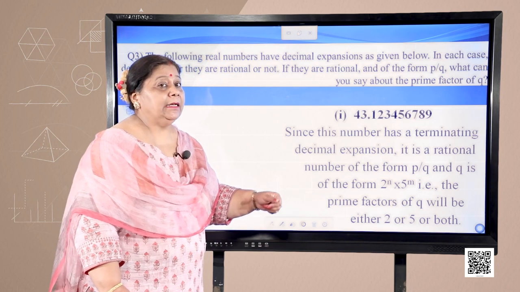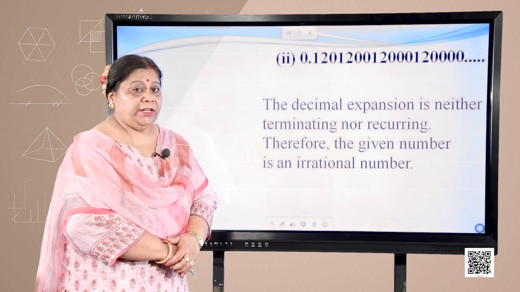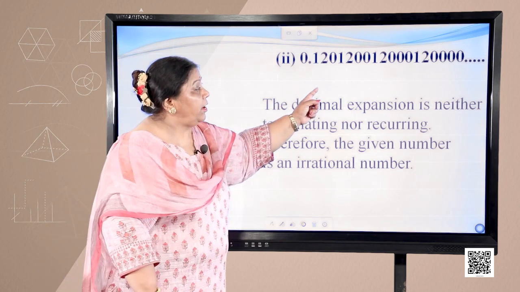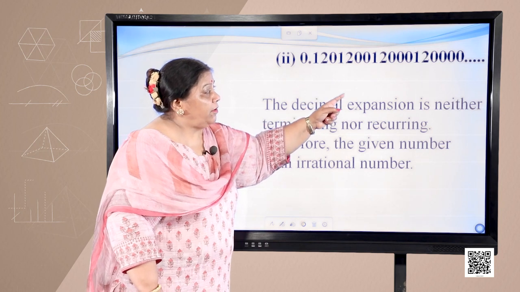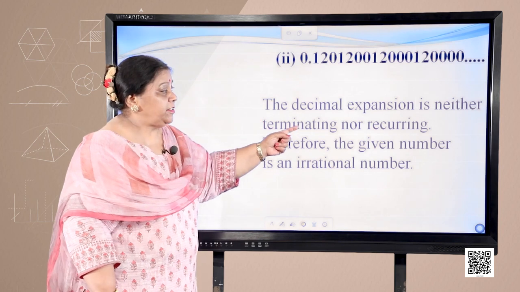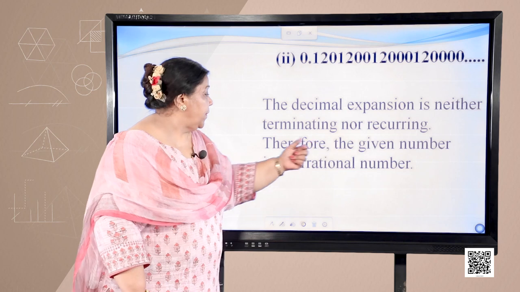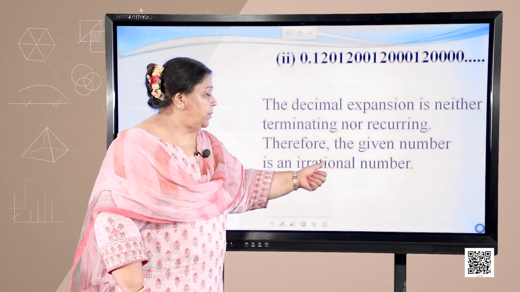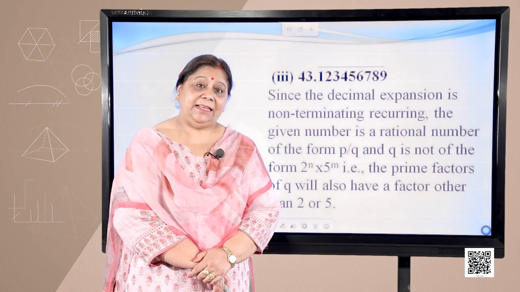Now let us see the next part. It is 0.12012001200012000. The decimal expansion is neither terminating nor recurring. Therefore, the given number is an irrational number. So let us see the next part.